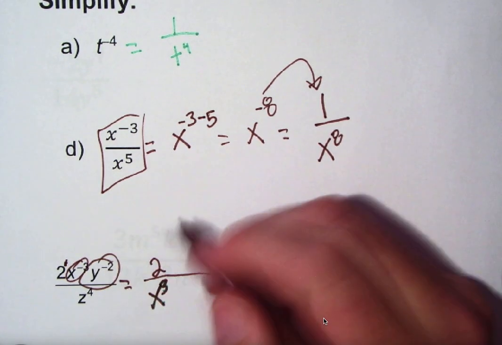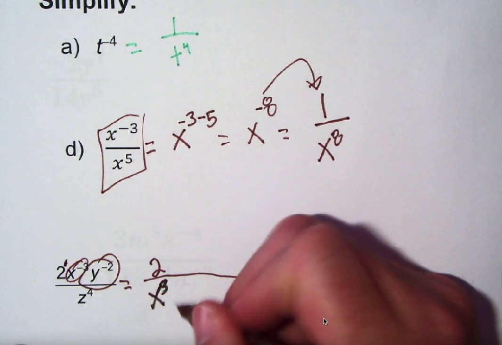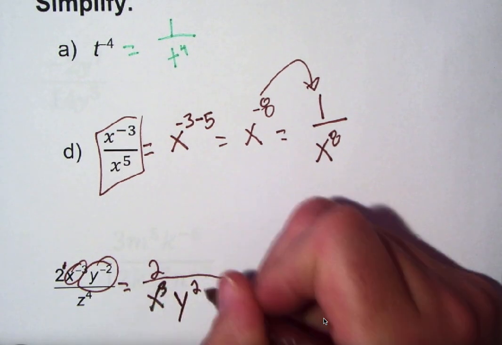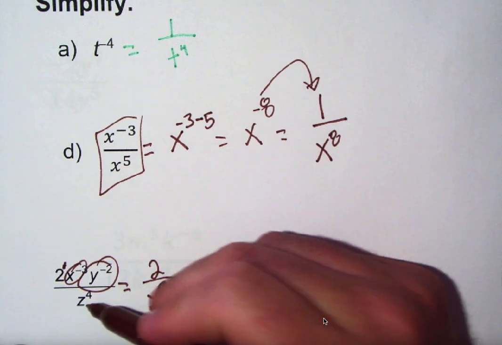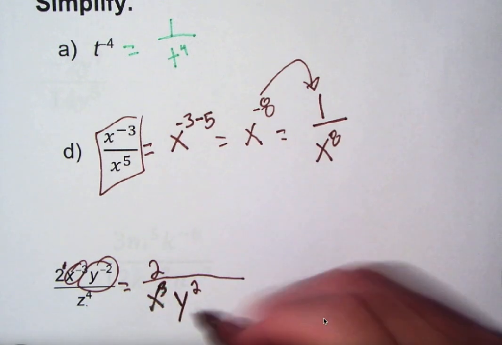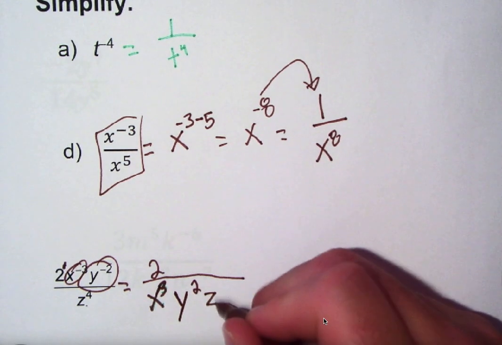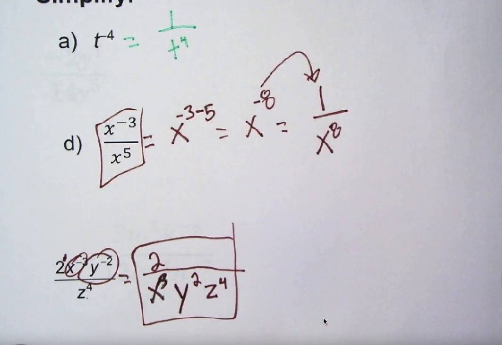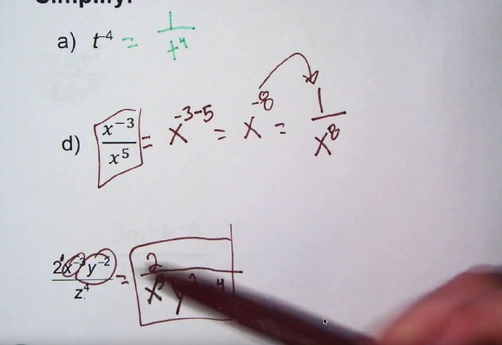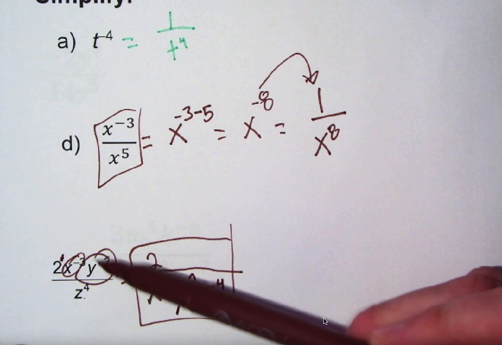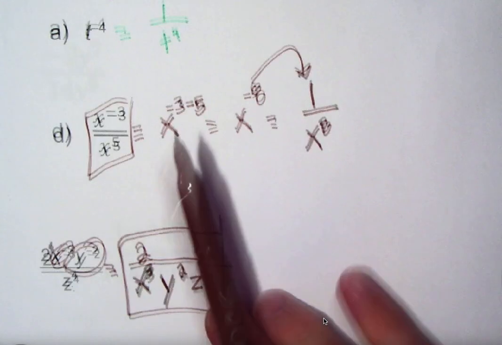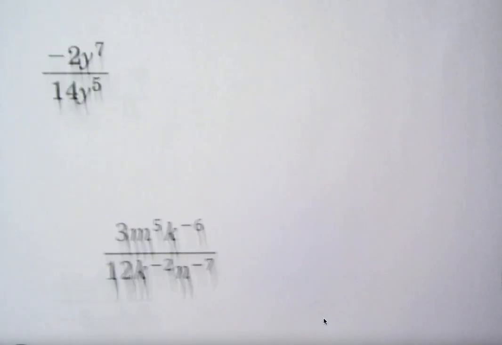Okay, and you look at y to the negative second. It's in the numerator but has a negative exponent. We're going to drop it into the denominator as y to the second. Z to the fourth is in the denominator. There's no need to move it because it has a positive exponent. And here is our fully simplified answer: 2 over x to the third, y squared, z to the fourth. Noticing that the x to the negative third and y to the negative 2 flip to the denominator in their positive form. Okay? All right.